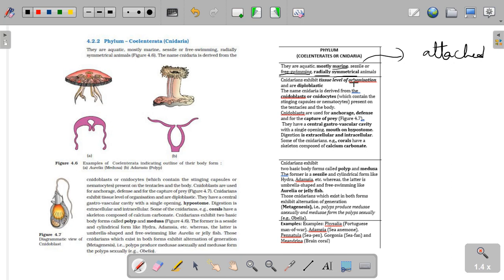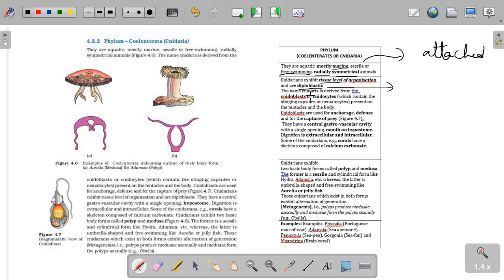Like I said, take a knife, cut them in any plane, but it should touch the center and it can divide into two equal halves. The body is exhibiting tissue level of organization. Diploblastic, you already know that it is made up of any two of the three germ layers, either ecto or endo.